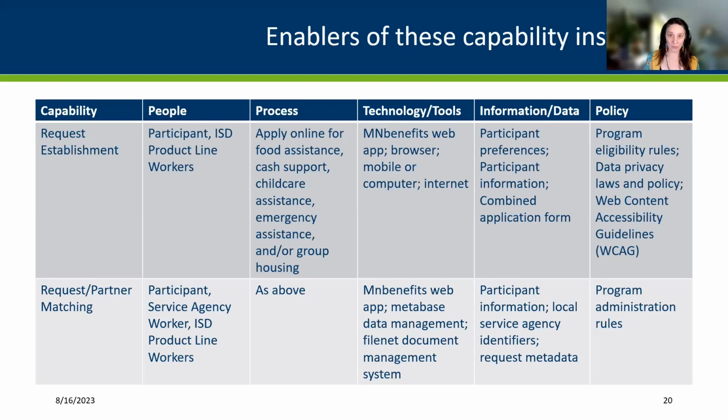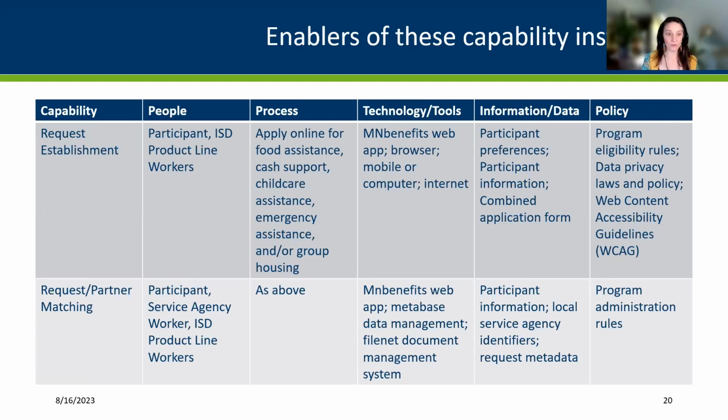Then the request partner matching capability instance that we looked at, we can map out similarly. The people who are enabling that are, again, the participant themselves who are providing the information, the service agency worker who will receive it, and the ISD product line workers who are getting it from here to there. The process, same one we're looking at above, the process of applying online for that set of programs.